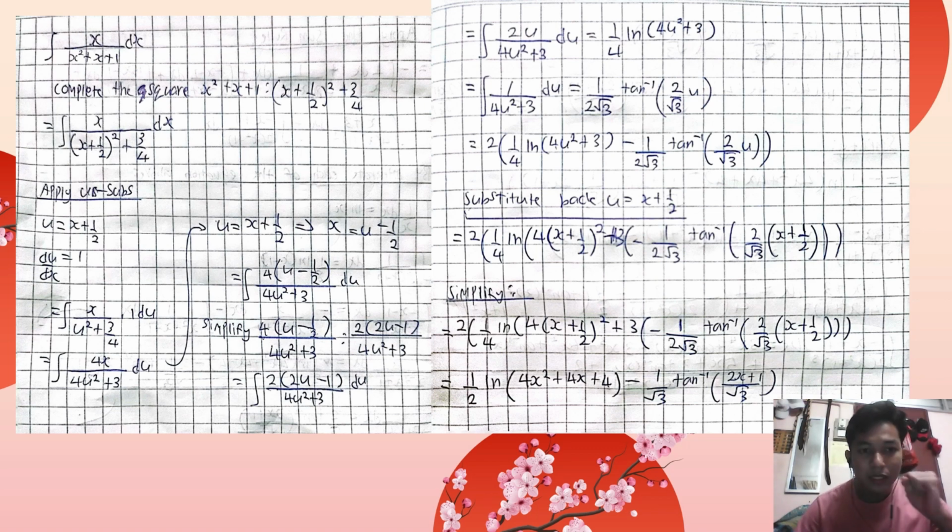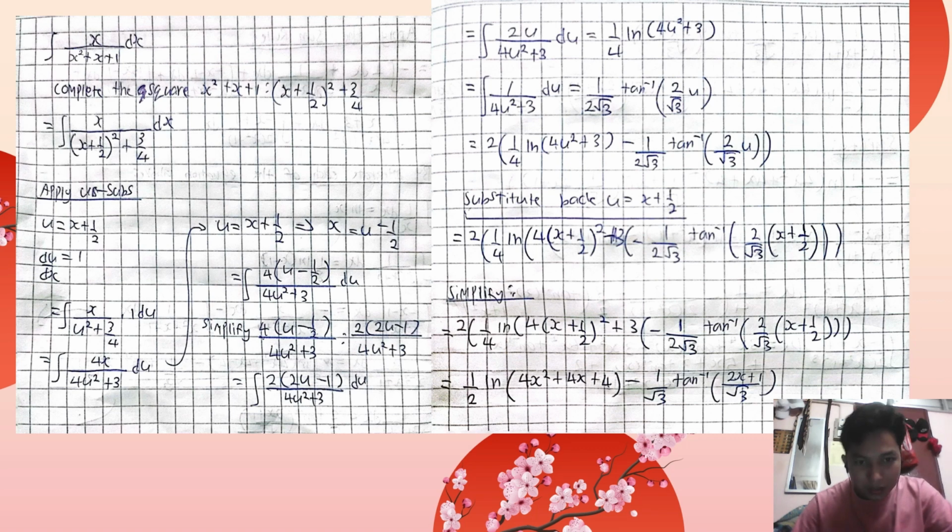Then we can apply u substitution, where we let u equal to x plus 1 over 2, and du/dx we can get 1. Then integrating this, we get x over u squared plus 3 over 4 multiplied by 1 du, which equals the integral of 4x over 4u squared plus 3 du. Then u equals x plus 1 over 2, so we can rearrange it and get x equal to u minus 1 over 2.